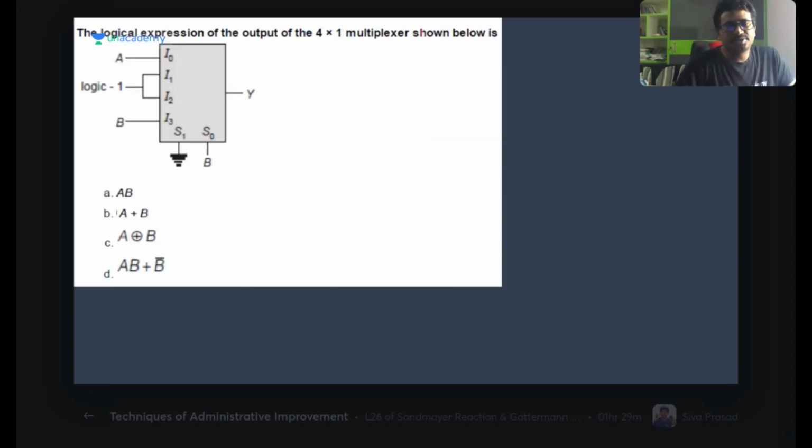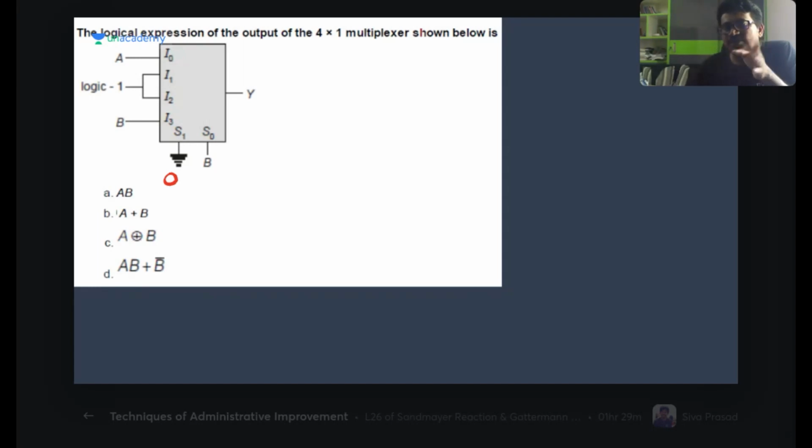Now tell me this thing here. The logic expression of the output of the 4 by 1 multiplexer shown below is. What is this multiplexer here? And here this S1 is connected to ground. So this value is always 0. This is connected to what? Ground. So this is always 0.